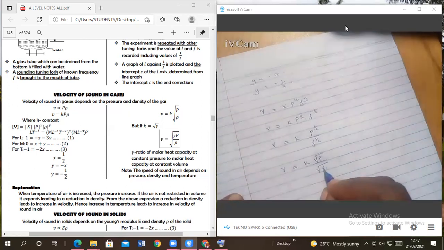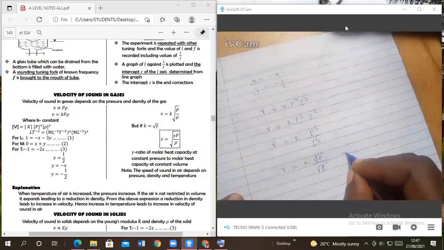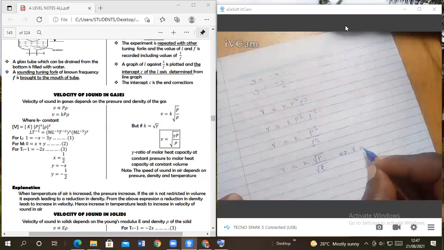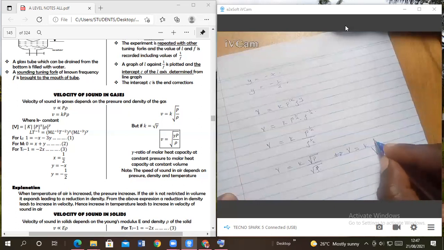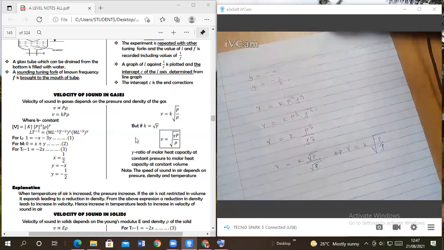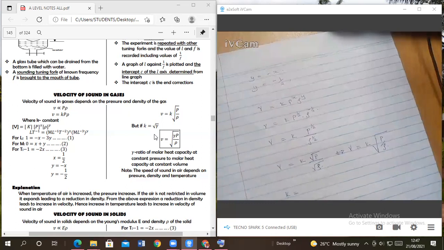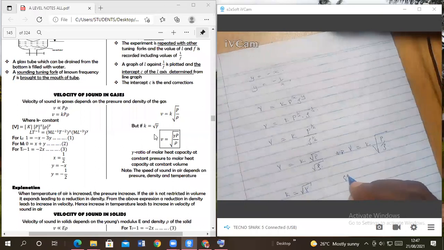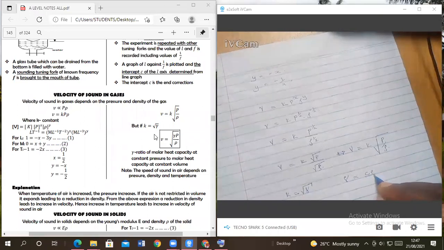Yeah. So this is the same as V equals K, the square root of P out of rho. So they're saying that K represents the ratio of the molar heat capacity at constant pressure to the molar heat capacity at constant volume, where that gamma is equal to Cp over Cv.